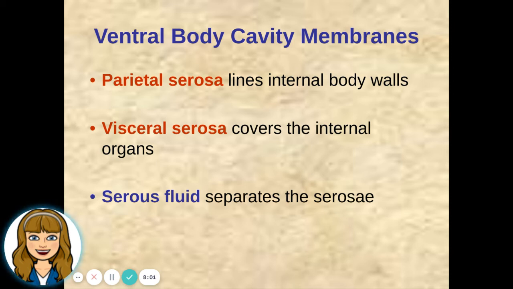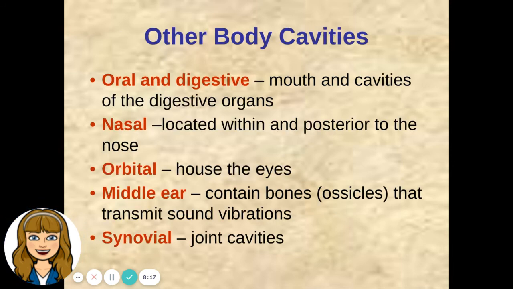Inside your ventral body cavities, you have the parietal serosa, which lines the internal body walls. You have the visceral serosa, which covers the internal organs. And then you have the serous fluid that all of the organs sit in.